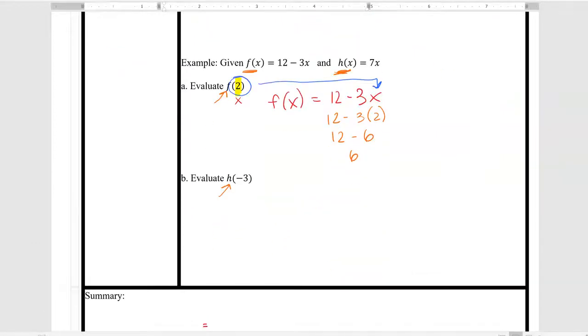So what I could do is I could say that f of 2 turns into a 6. When I put 2 in for the input, I get 6 for the output. All right, so 6 is my answer. So pause the video and I would like you to do part B. When you're finished, hit play again.